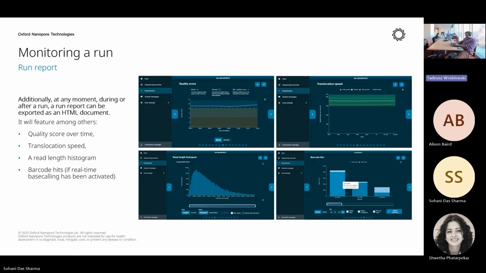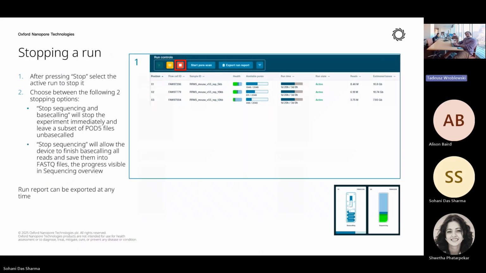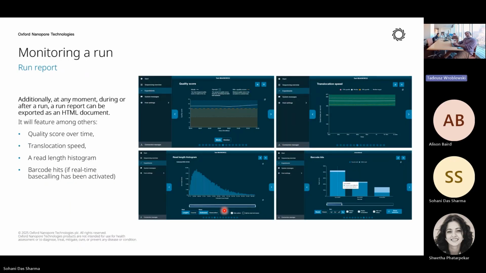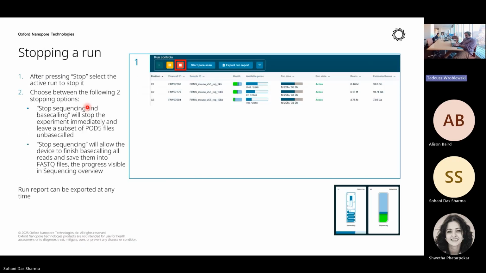And I think this one I was showing earlier. We have the read length histogram, translocation speed, barcode distribution, and the quality score. These are other parameters which you would see in the run report, and I think all of these are good QC to understand whether the sequencing is working well or not.